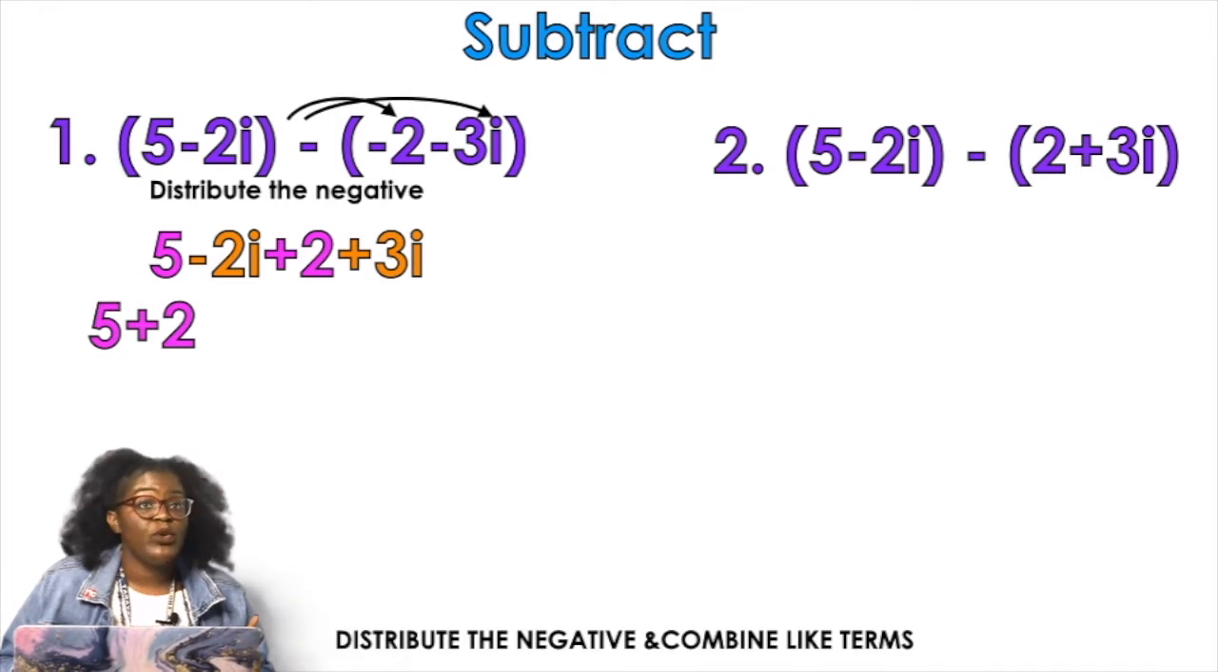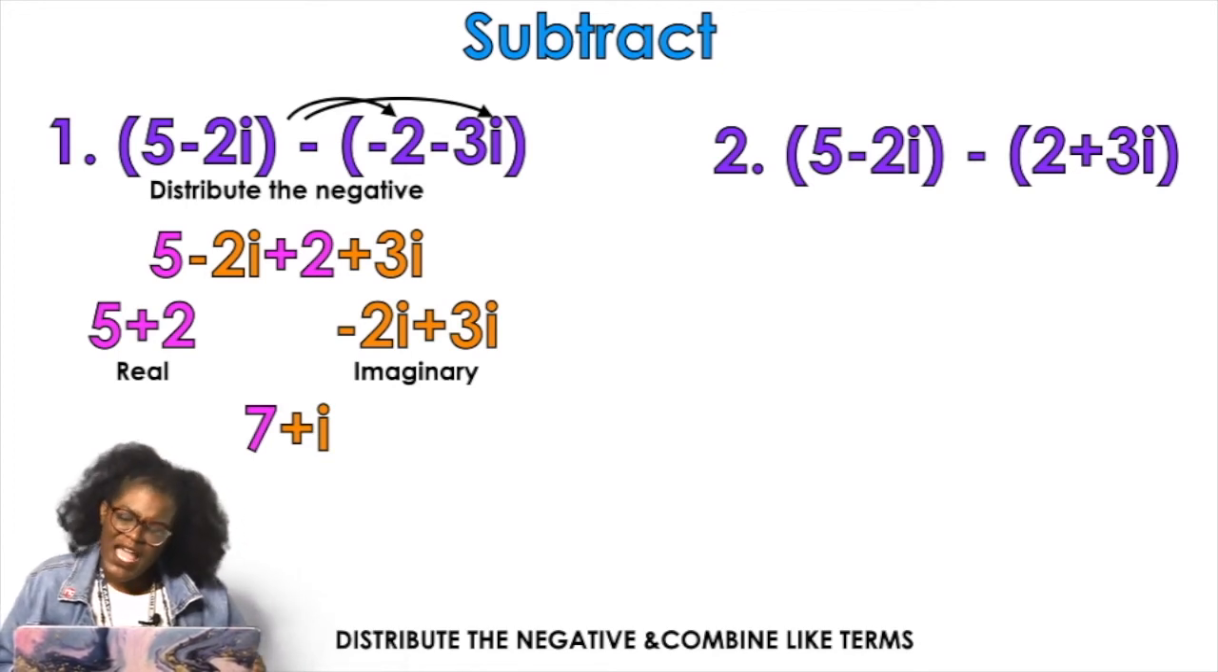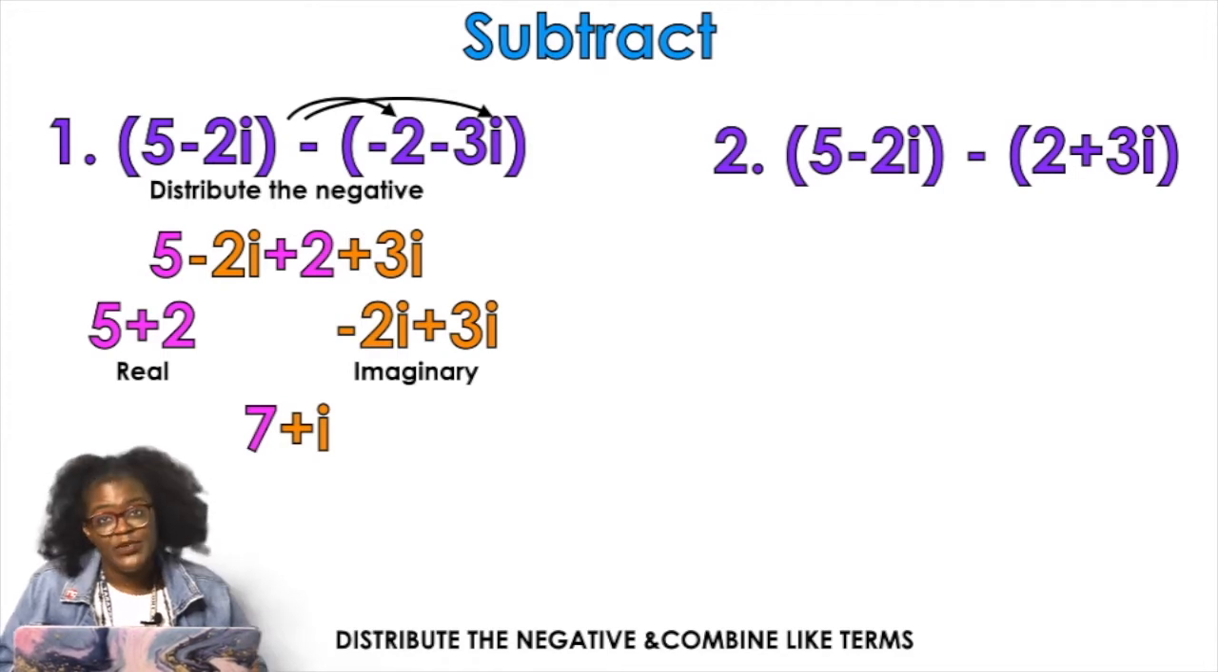So real with real, imaginary with imaginary. When I combine my like terms, 5 plus 2 gives me 7. Negative 2i plus 3i gives me i. Yeah. Do the next one on your own.